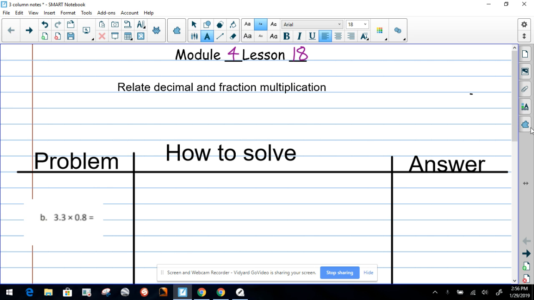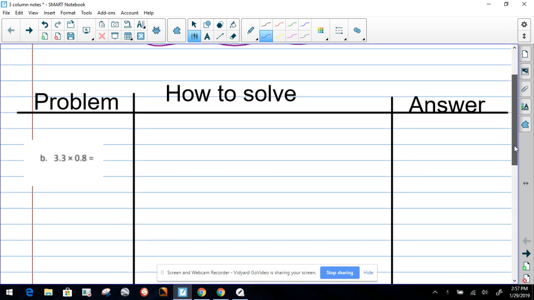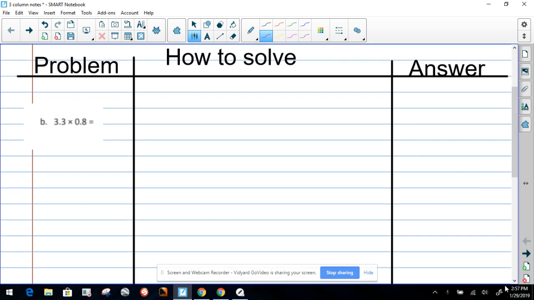Today we are looking at Module 4, Lesson 18. And again, we're going to relate decimal and fraction multiplication. Let's translate into the actual mathematics of it. So what we need to do is solve this multiplication. And as you can see, these are decimals. So I'm going to show a couple of ways to do this.